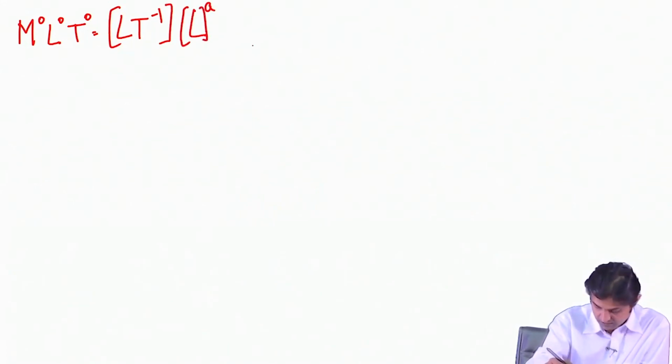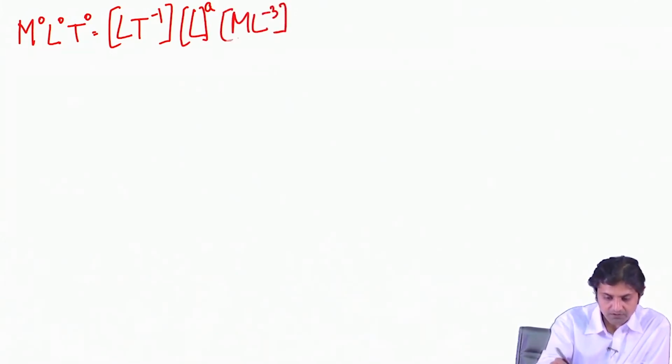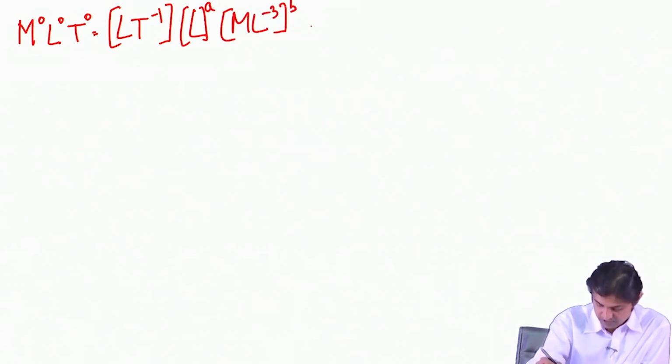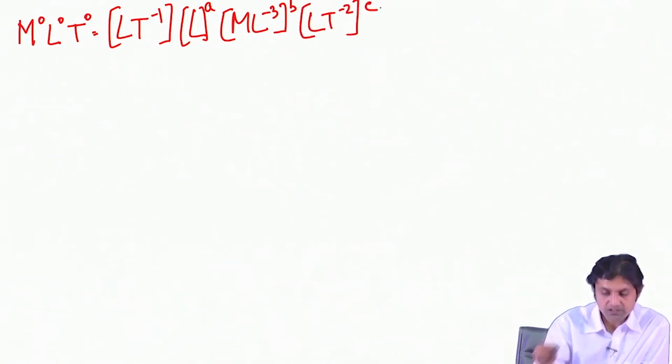So, what we write is M to the power 0, L to the power 0 and T to the power 0 is equal to L T minus 1. This is because of velocity, L to the power a, this is because of d, M L minus 3 to the power b because of rho f, and g is L T minus 2 to the power c.